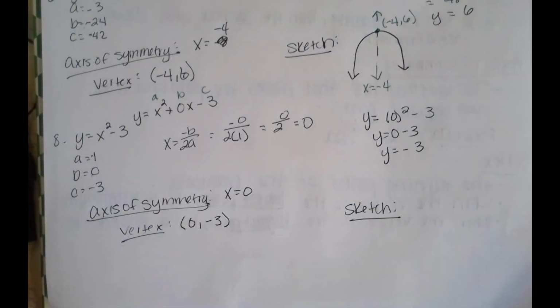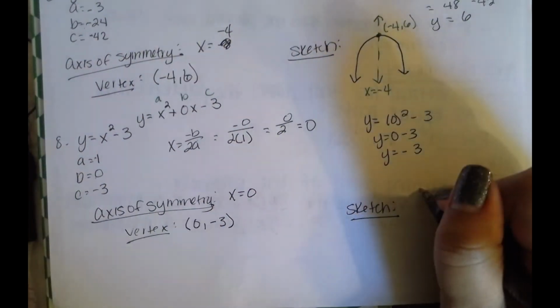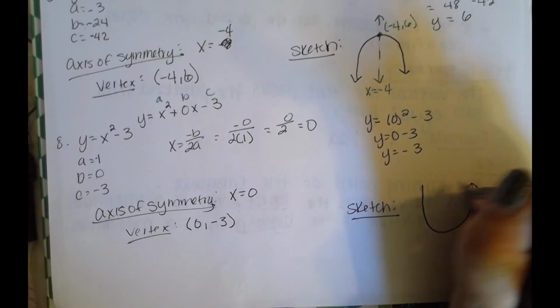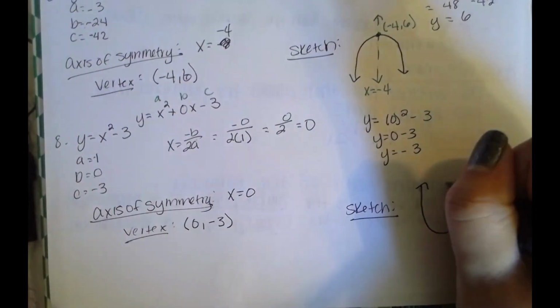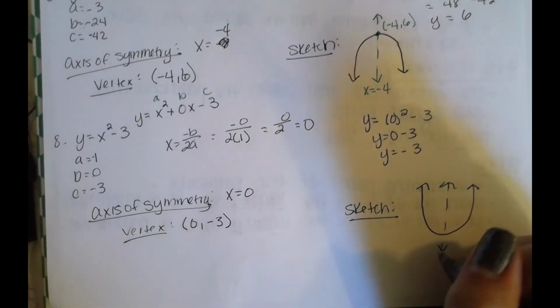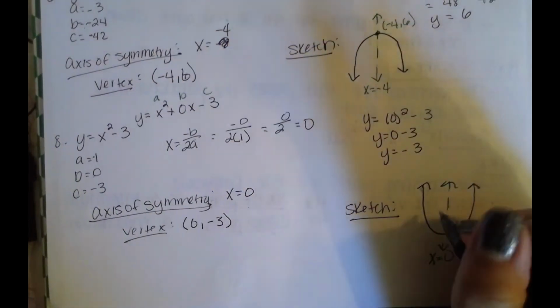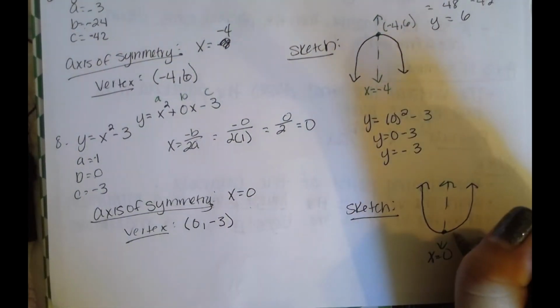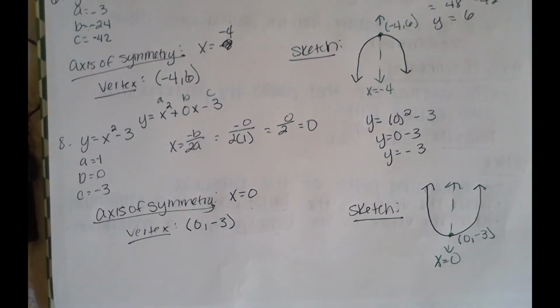Since our a is positive, we're going to draw a happy parabola. Draw your axis of symmetry down the middle of the graph, splitting it. Label that, which you already found. Find where it crosses your parabola and label that vertex point. So yeah.